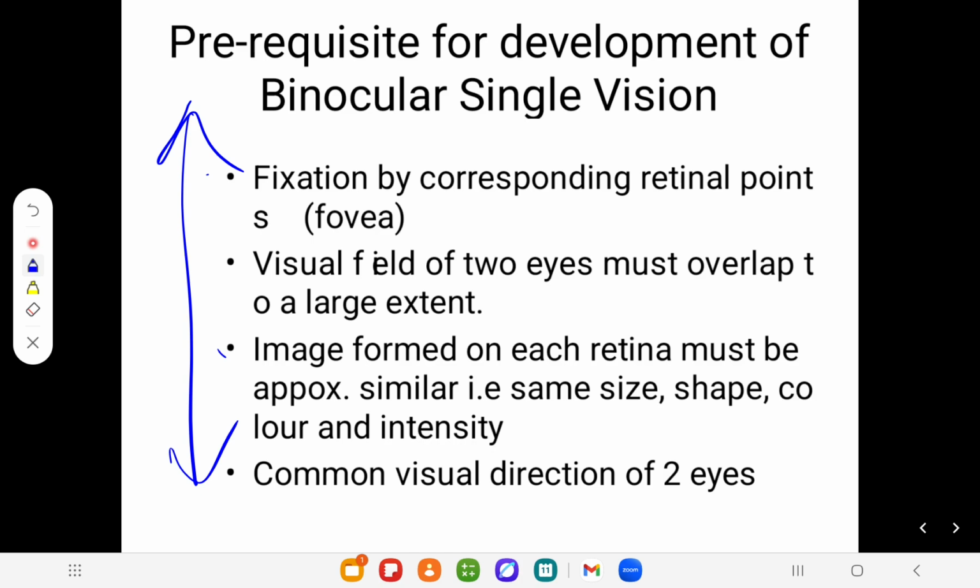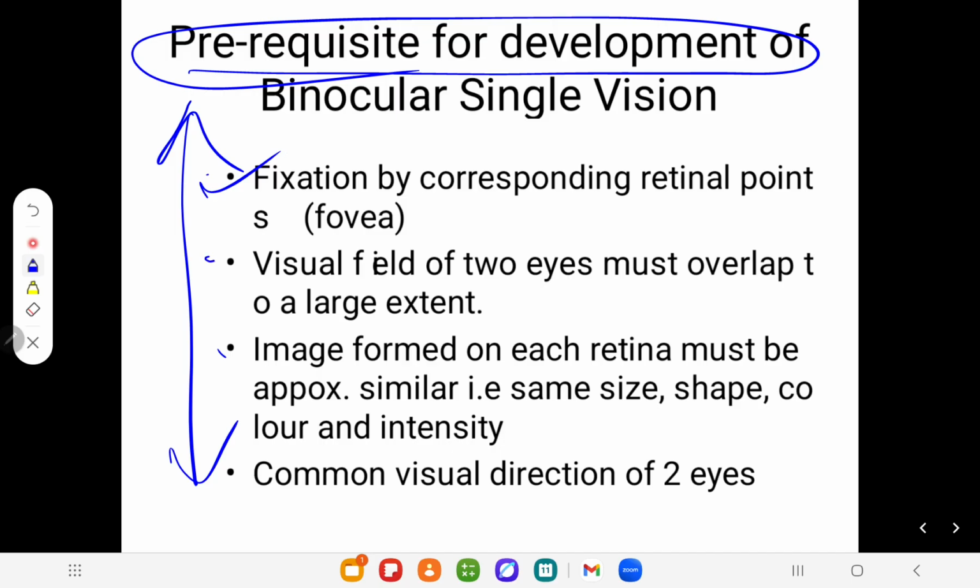And whenever you are trying to understand about the fusion and breaking the fusion, or maintaining therapy, or whatever you are doing, you have to understand these crucial points. What are the prerequisites for the development of binocular single vision? Each and every point, just remember this.